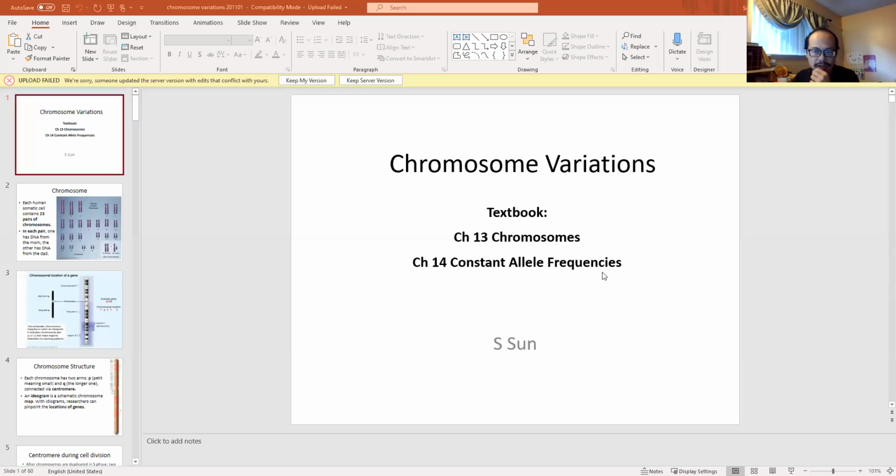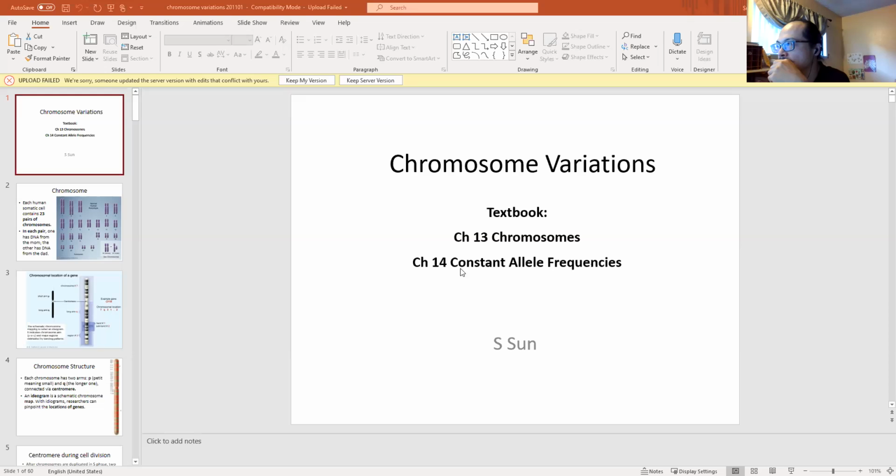So in the end, we will talk about how we can use it to conduct the DNA profile, and this is very important to identify individuals for criminal analysis, and also forensics. Right. So the material is coming from the textbook, chapters 13 and 14, 13 talking about the chromosome. So we would use this material to describe these chromosomes.